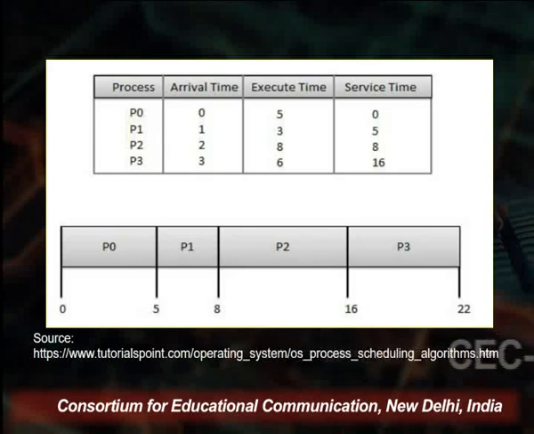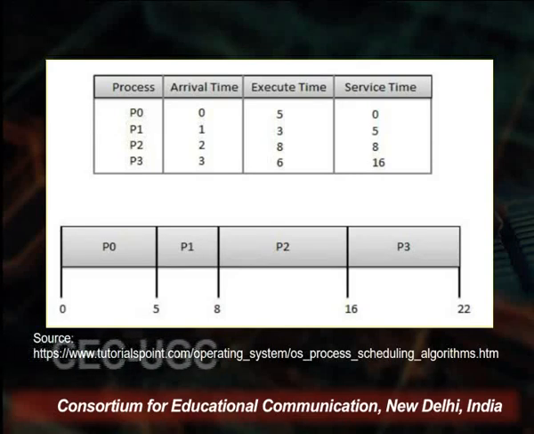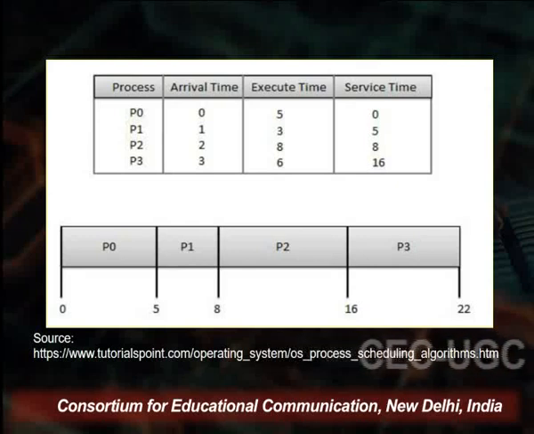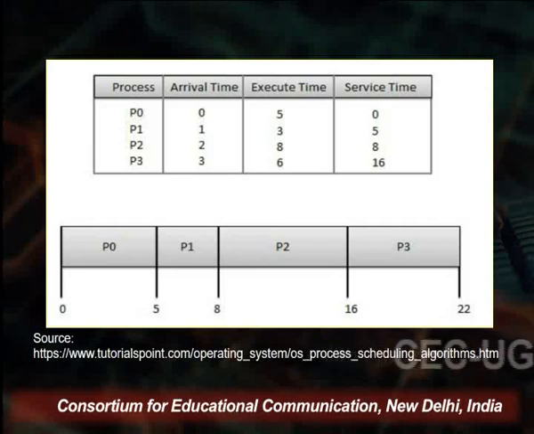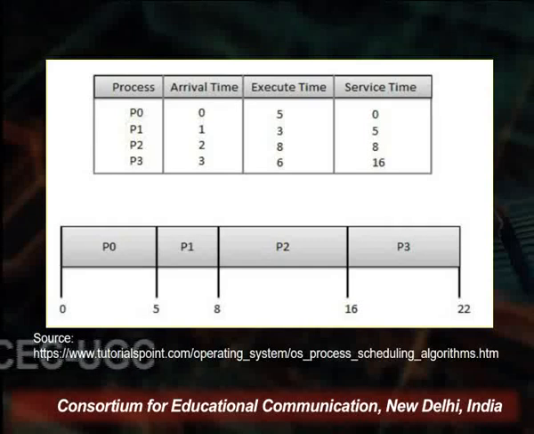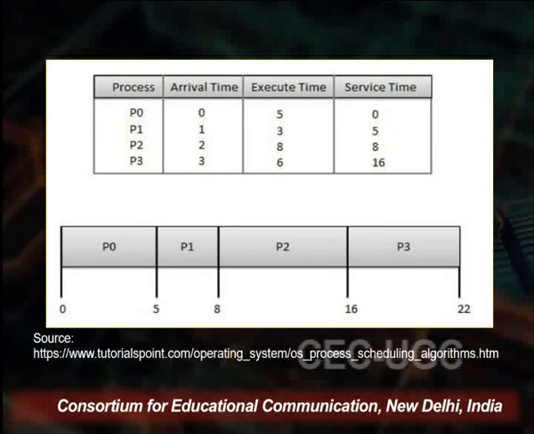If we look at the row for P1, its arrival time is 1. That means the CPU was busy with P0, because the CPU was busy with P0 from 0 to 5. So obviously at instance 1 it was busy. The execution time P1 is looking for is 3, and it is coming second in the queue, or second in the schedule, and it is looking for the CPU for 3 milliseconds.